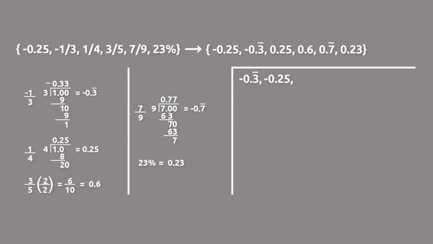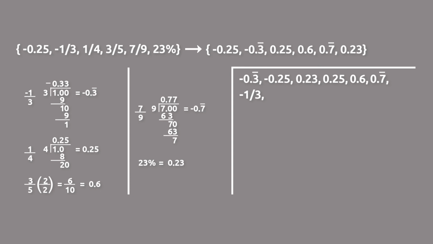And now we order the positive numbers. The next largest value is 0.23, then 0.25, then 0.6, and then 0.7 repeating. And then we just change the values back to what they were. So negative 0.3 repeating, that's negative 1/3.